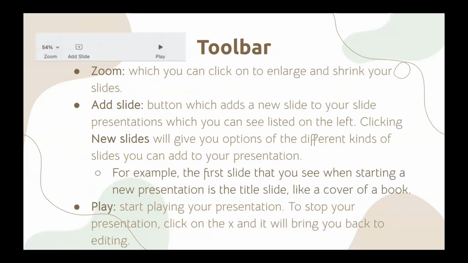More options in the toolbar is Zoom, which you can click on to enlarge and shrink your slides. Add Slide is a button which adds a new slide to your presentation, which you can see listed on the left. Clicking New Slide will give you options of the different kinds of slides you can add to your presentation. For example, the first slide that you see when starting a new presentation is the title slide, like a cover of a book. Play is to start playing your presentation. To stop your presentation, click on the X and it will bring you back to editing.